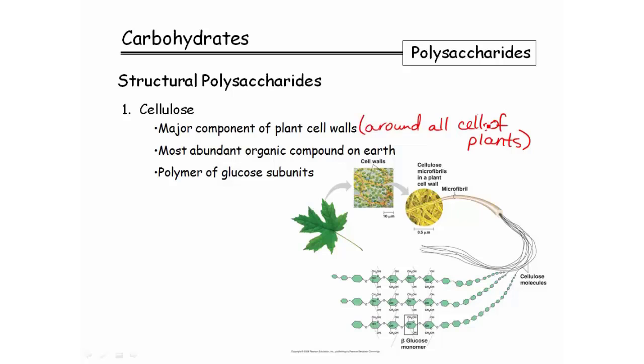They are also polymers of glucose subunits, but these are going to make very long linear molecules, which make long fibers that make up that very rigid cell wall. Offers a lot of protection to a plant cell.